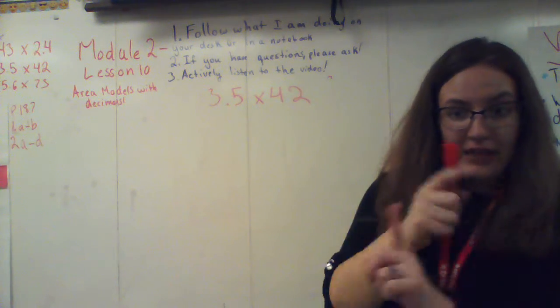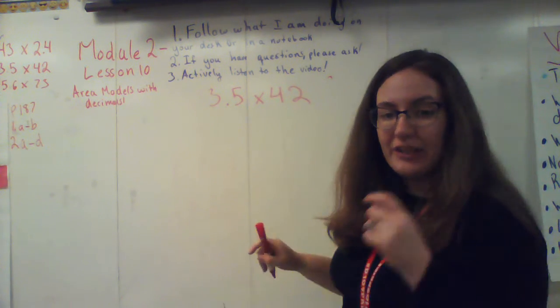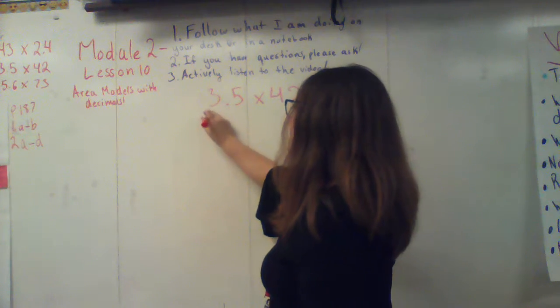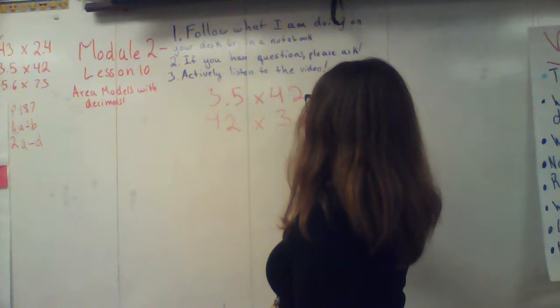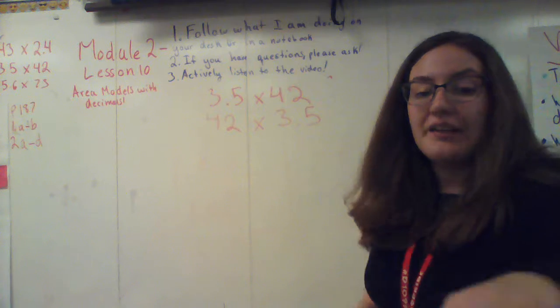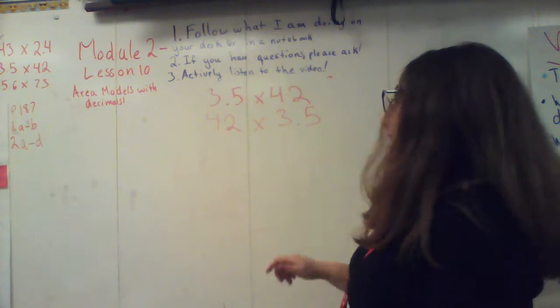Now I'm going to flip-flop these factors so that I have my decimal second, because it's a little bit easier when I have my decimal as my second factor. So I'm actually going to be doing 42 times 3.5. So 42 times 3.5.